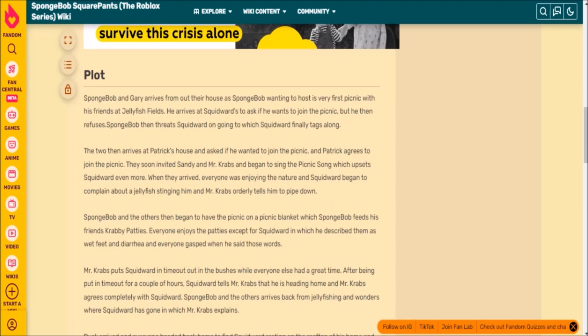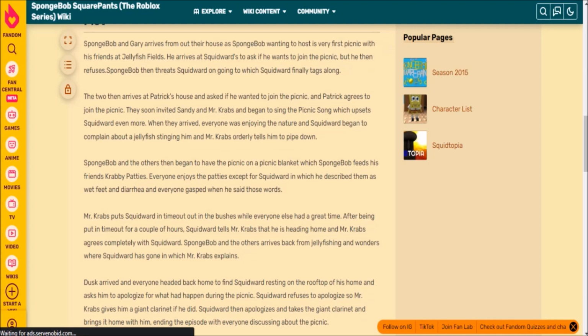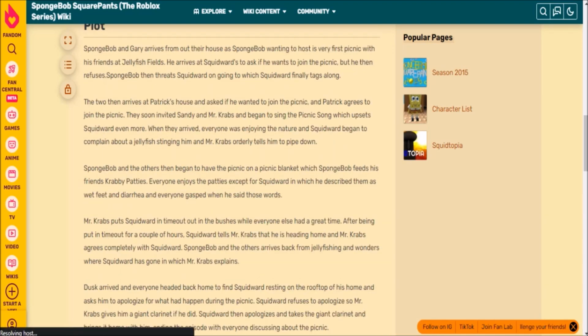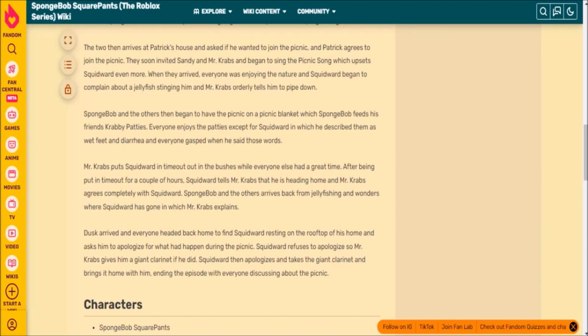The two then arrive at Patrick's house and ask if he wants to join the picnic, and Patrick agrees to join. They soon invite Sandy and Mr. Krabs and begin to sing the picnic song, which upsets Squidward even more. When they arrive, everyone enjoys the nature, and Squidward begins to complain about a jellyfish stinging him, and Mr. Krabs orders him to pipe down. SpongeBob and the others then have the picnic on a picnic blanket, where SpongeBob feeds his friends Krabby Patties. Everyone enjoys the patties except for Squidward, who describes them as wet feet and diarrhea, and everyone gasped when he said those words.